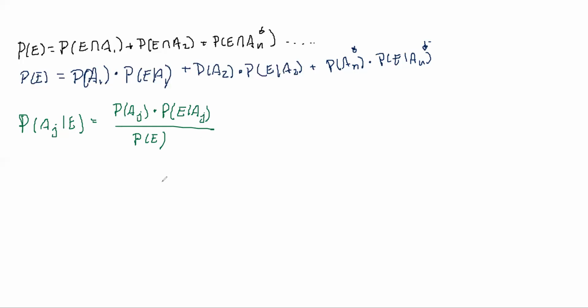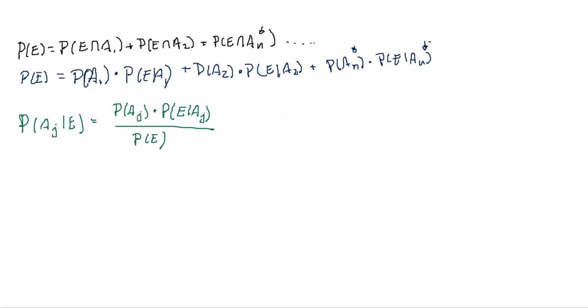Things to know about this equation. J is just a number. If we have 7 different partitions in the sample space, J could be anywhere between 1 and 7. So J is just a plain old number, and you're never going to have an actual J there.